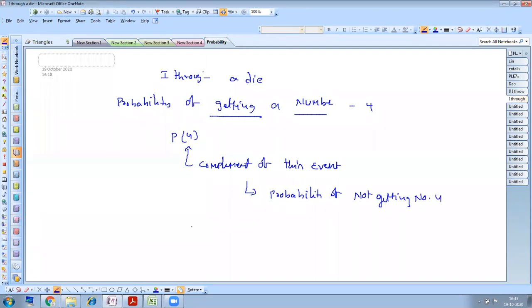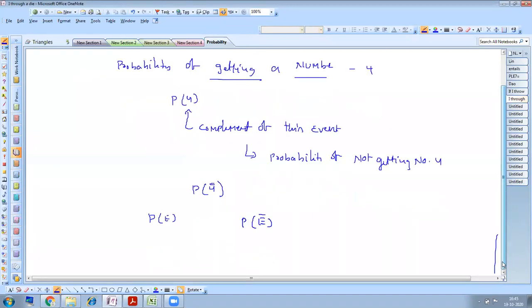This is called probability of 4. The bar symbol will explain the complementary of that particular event. Suppose P of E is an event, P of E bar is the complementary of that. The relation between an event and its complementary is that the sum of the probability of an event and its complementary event is always 1.